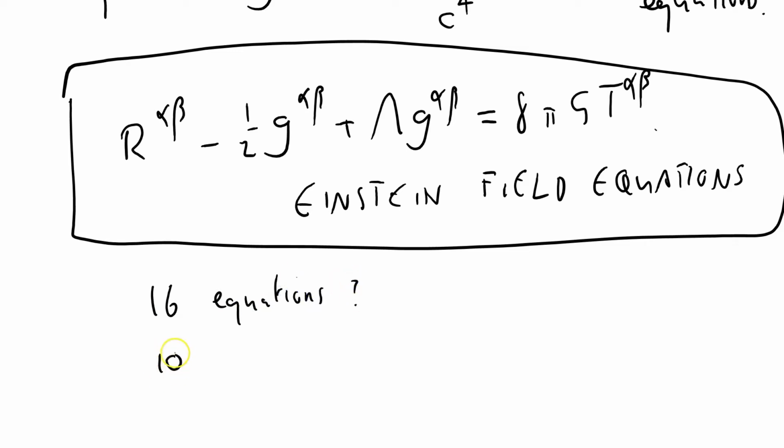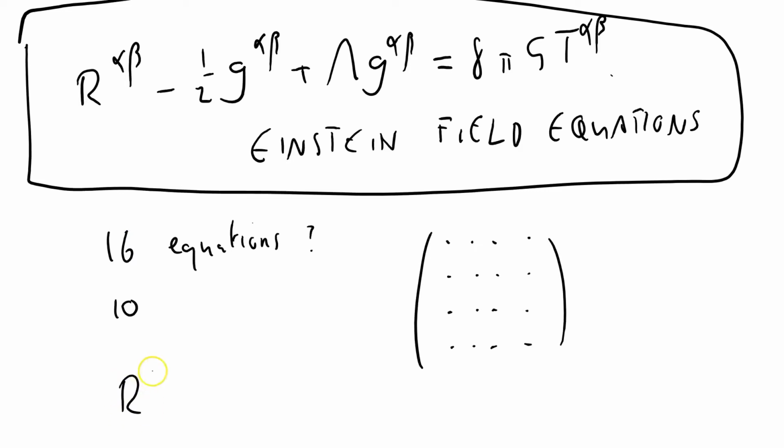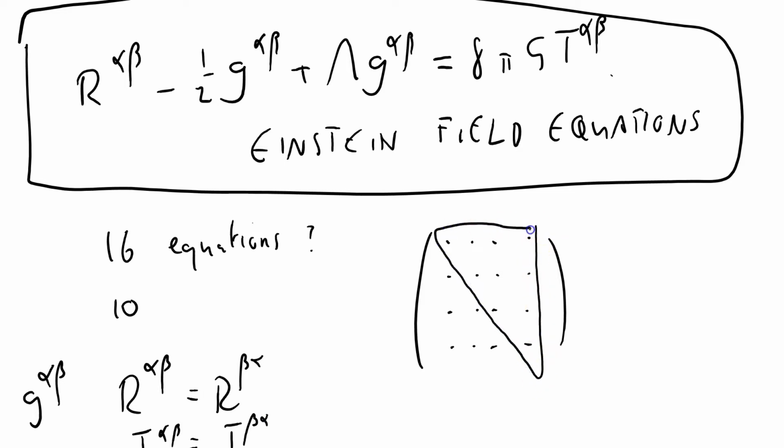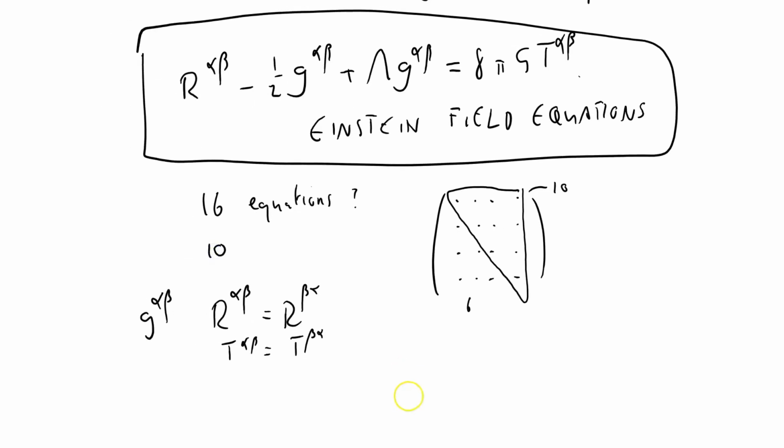But there aren't. There's only 10, because if I write it out as a matrix, we know that both the left and the right hand side are symmetrical. We know that the fundamental tensor G alpha beta is symmetric, and we know that the Ricci tensor is symmetric as well, and we will also of course know that the stress energy tensor is symmetric. So not all of these are independent of each other, and we only need to consider these 10 terms here. These 6 here are just reflections of the guys above the diagonal. So the Einstein field equations, it looks as though they've got 10 degrees of freedom, or there's 10 independent equations.